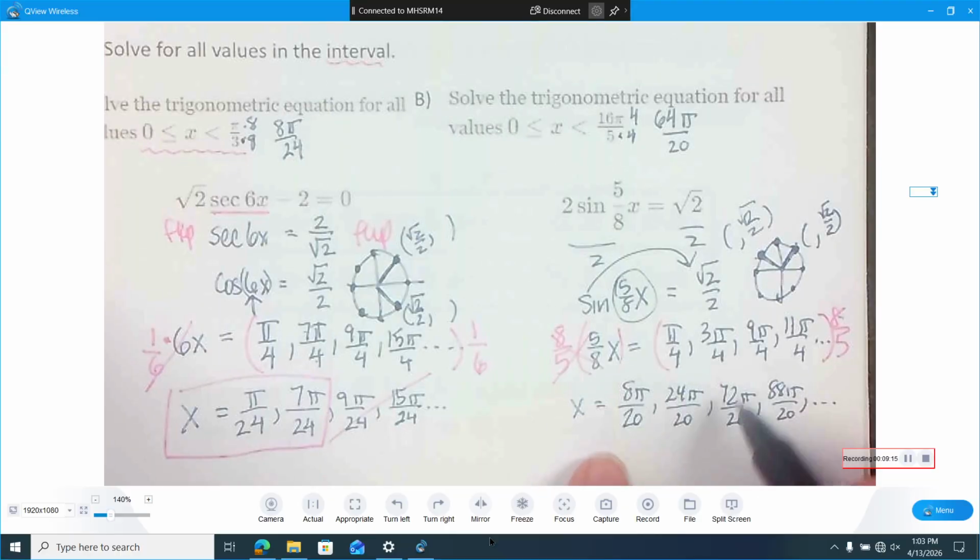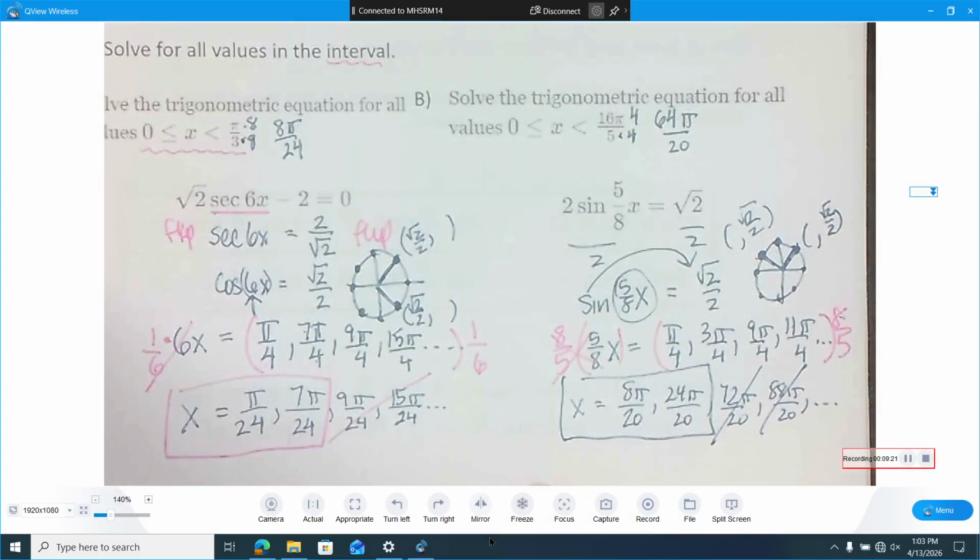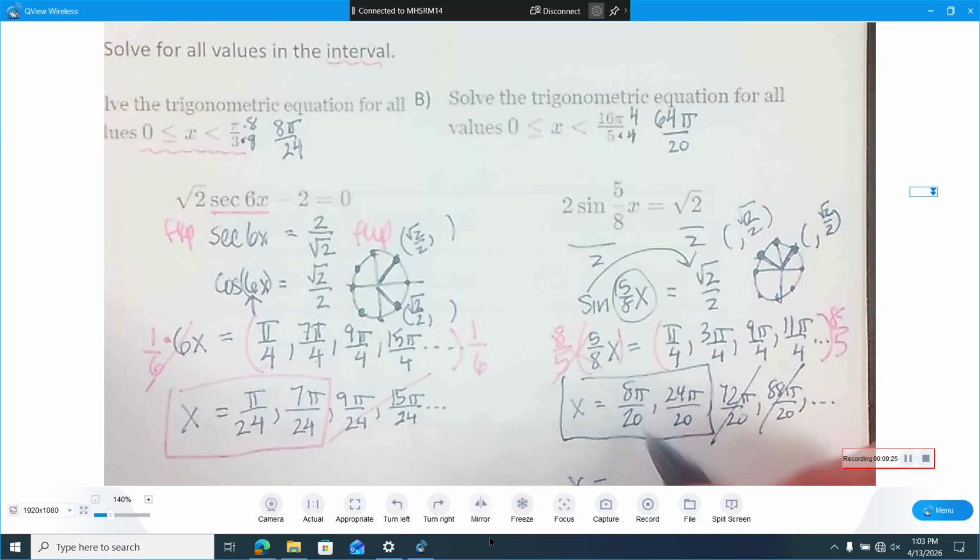So once again, 72 pi over 20 is too big, and 88 pi over 20 is too big, so we want these first two answers. And we need them reduced. Divide by 4, that'd be 2 pi over 5, and I can divide this by 4 and get 6 pi over 5.